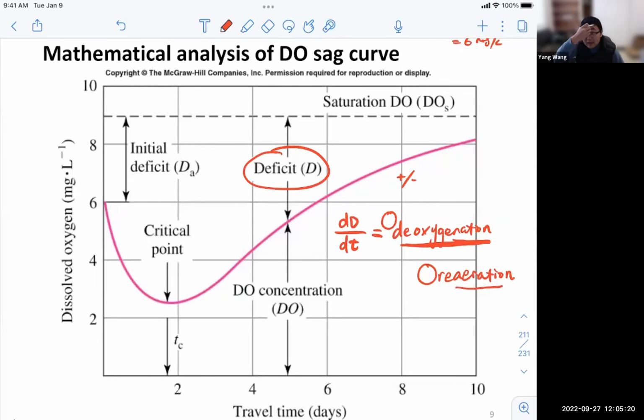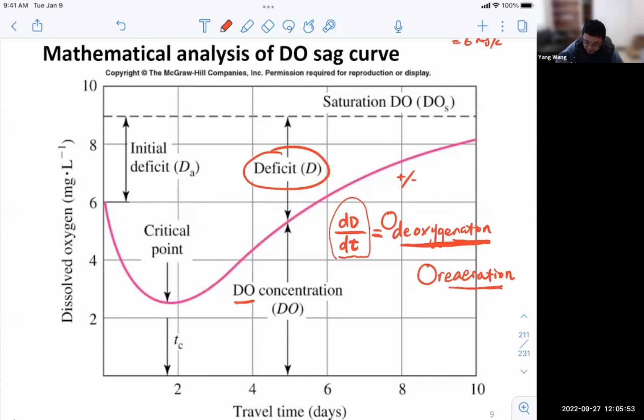Okay, so let's look at the change of the oxygen deficit. Let's try to build up a differential equation for the oxygen deficit, this D here. We said that the dissolved oxygen concentration is affected by two processes: the deoxygenation, which is the consumption of the oxygen due to the organics getting decomposed, and also the reaeration, which is adding the oxygen back into the river.